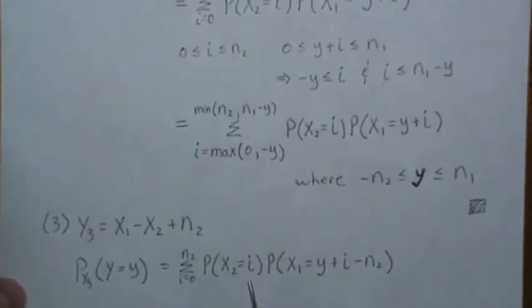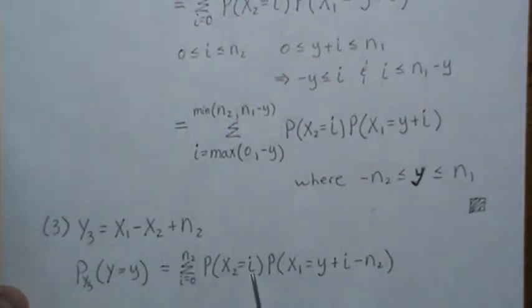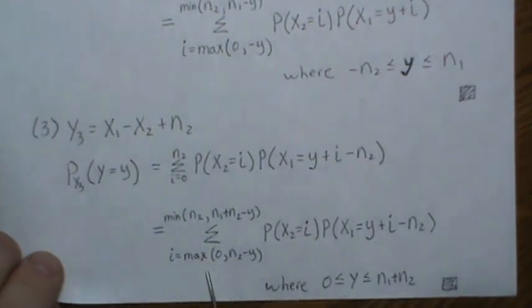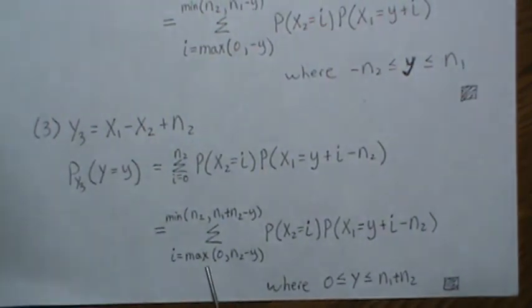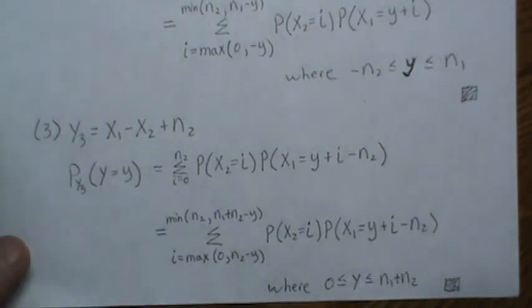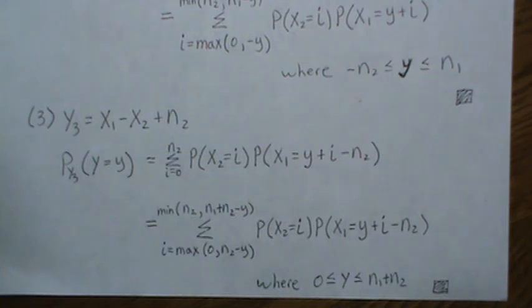To find the range, i has to be between 0 and n2, and y plus i minus n2 has to be between 0 and n1. Then you can find those bounds again, and you get that i goes from the maximum of 0 and n2 minus y to the minimum of n2 and n2 plus n1 minus y. And that's it. That's all I have for today.